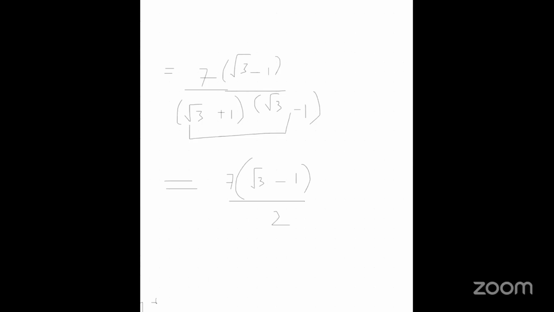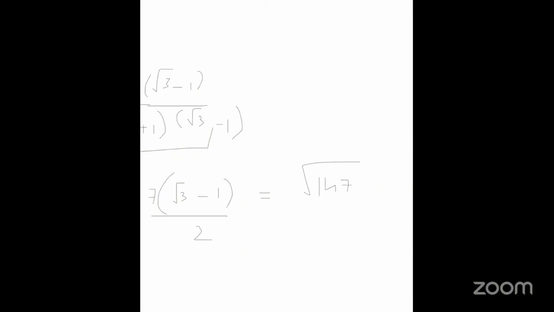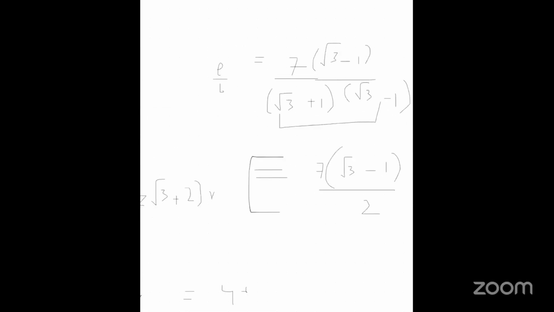This is square root of 147 minus 7. And then you have to answer like p plus q or something. So p plus q would be like 154 or whatever, would be the answer at the end. But yeah, I'm being a bit negligent with the calculation here, but I think this is still correct. If you find some error, let me know.